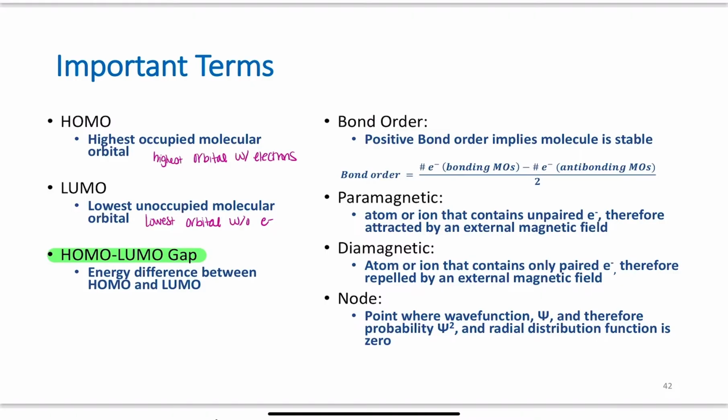And bond order, a positive bond order implies the molecule is stable. So bond order, again, is the number of electrons in your bonding molecular orbitals minus the number of electrons in your antibonding molecular orbitals, divided by 2. If it's paramagnetic, the atom or ion contains unpaired electrons. Therefore, it's attracted by an external magnetic field, or it is magnetic, is another way to think about it. Diamagnetic, an atom or ion that contains only paired electrons. Therefore, it's repelled by an external magnetic field. It's not magnetic.